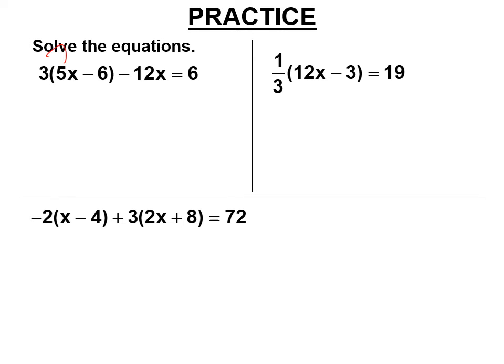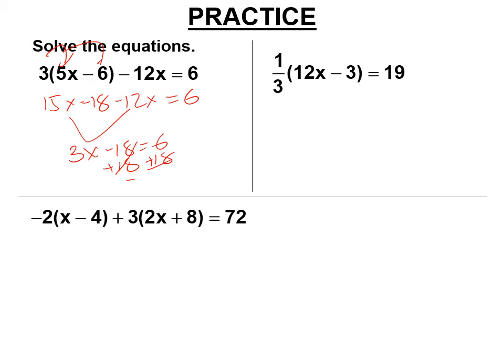So here we get 15x minus 18 minus 12x equals 6. Combine your like terms. 3x minus 18 equals 6. There's our two-step. Add 18 to both sides. 3x equals 24. Divide by 3. And x equals 8.